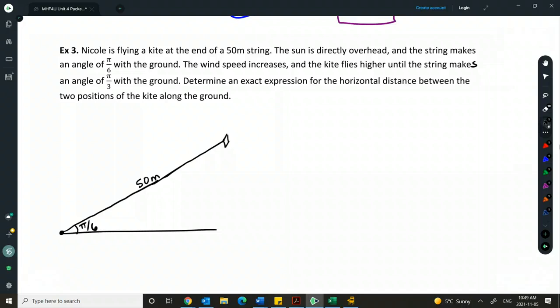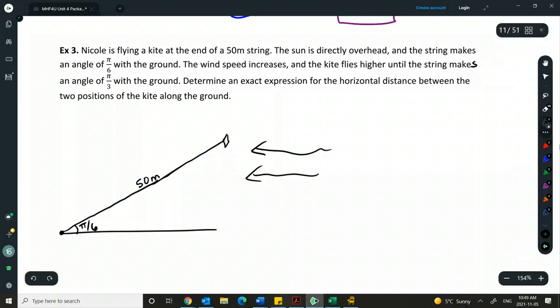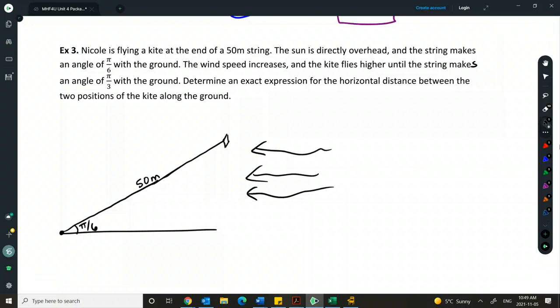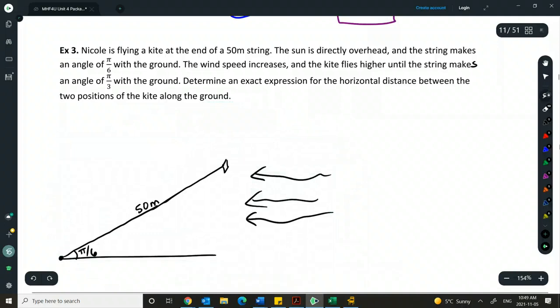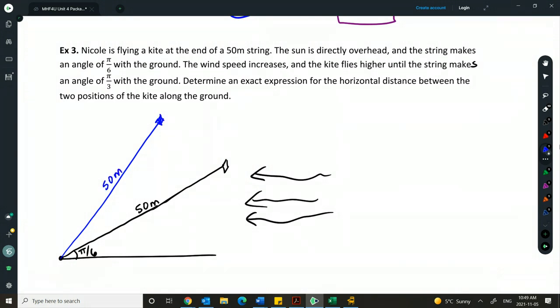Then the wind speed increases. Okay, and now the kite is going to go higher into the air. You guys might not want to draw your drawing as big as I'm drawing mine, but the wind speed increases and the kite goes higher into the air. The kite string is still 50 meters. It hasn't changed. But now the angle that this makes with the ground is pi over 3, the whole angle there.